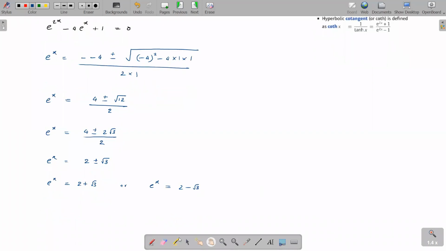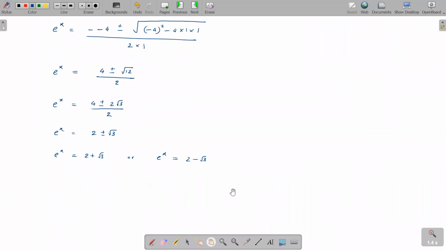And now you can get the x value by taking the natural log of both sides. Okay, so let's take the natural log of both sides. And then you get here ln e^x. You can take the x forward: x times ln e, that's x times 1, equals the natural log of 2 plus root 3. All right, guys. And the other one, do the same thing to the other side. Take the natural log. So that gives you x times ln e, x equals the natural log of 2 minus root 3.